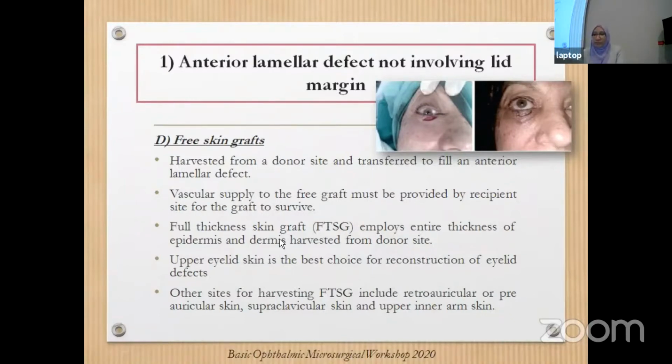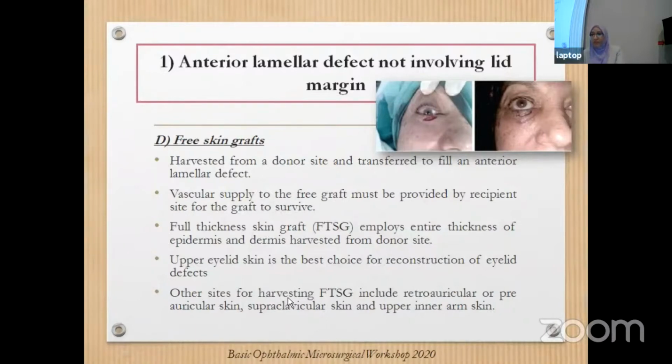And then the FTSG, the full thickness skin graft, employs the entire thickness of the epidermis and dermis harvested from the donor site. So the upper eyelid is the best choice for the reconstruction of an eyelid defect. For example, in this picture, there's a laceration quite deep at the lower eyelid area. So we take the graft from the upper eyelid, a free graft, and then we fill up this area to bring the vascular blood supply also.